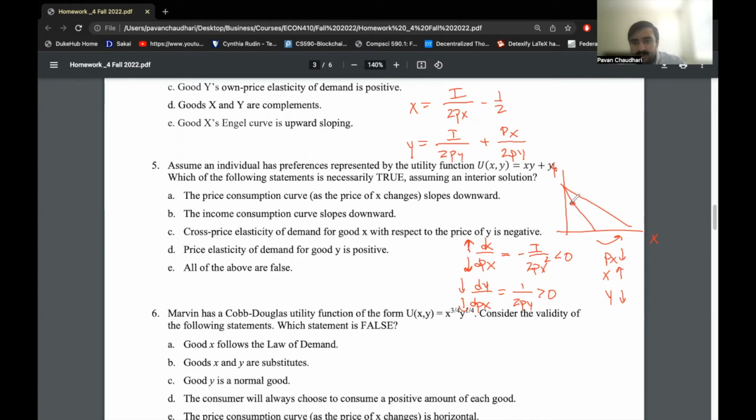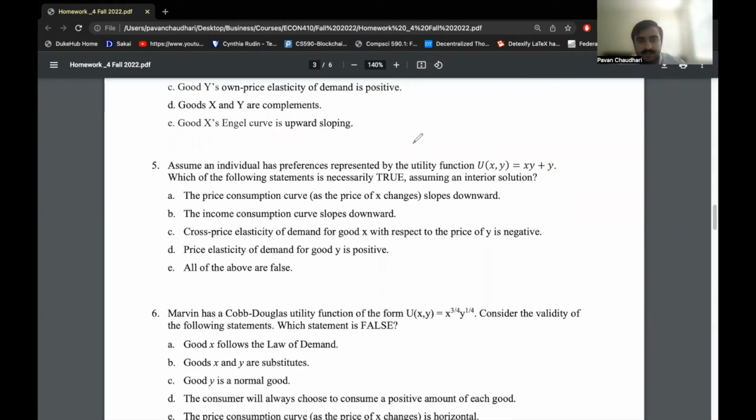So pick any point on the first budget line. I'm just going to pick this one. X has to go up, Y has to go down. So it could be something like that. And so in fact, the PCC does slope downwards. Right, so A is true. And you could check some of these other ones.